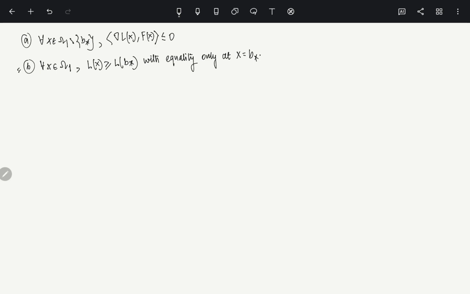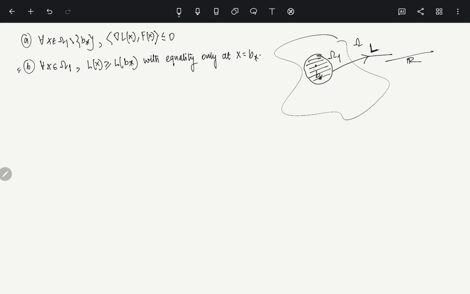See, what we are trying to do is this. We know that there is an equilibrium point, B star, in some omega. First we identify a neighborhood omega 1 of B star, contained in omega. In this neighborhood I am defining a function L, which we call a Lyapunov function, defined from omega 1 to R. It is continuous everywhere here, and it is C1 everywhere except at the point B star.